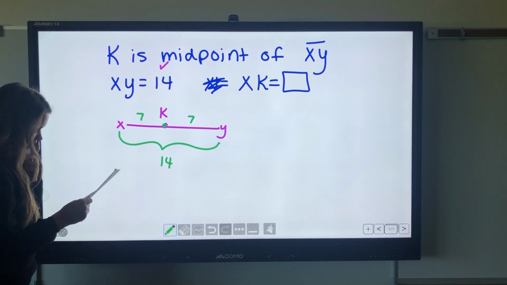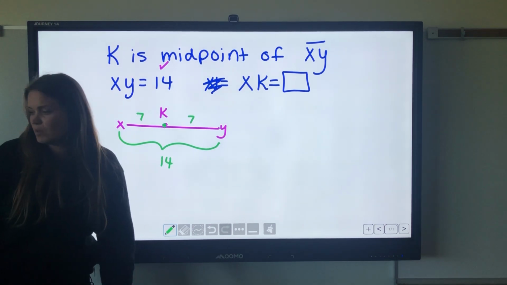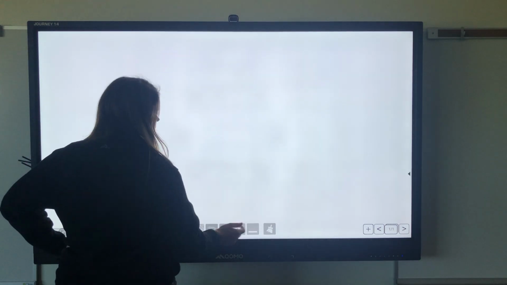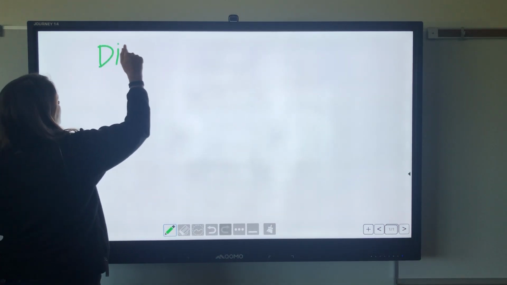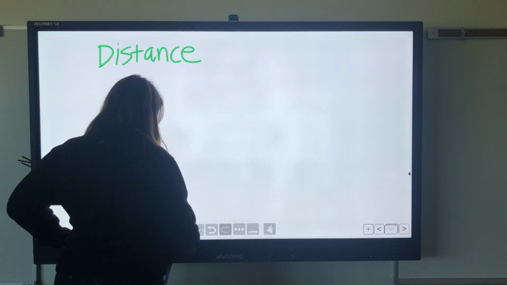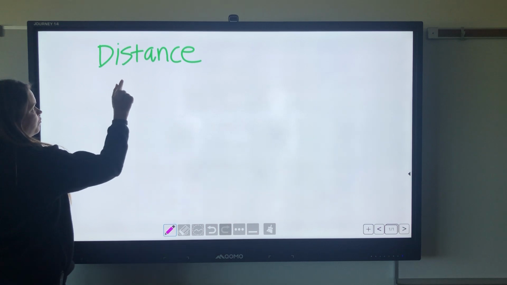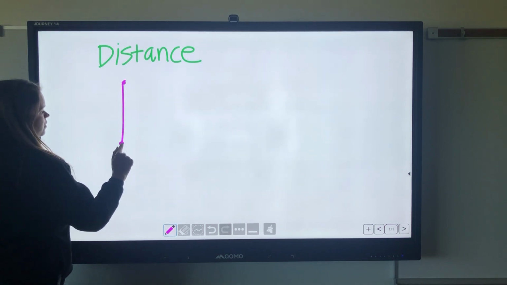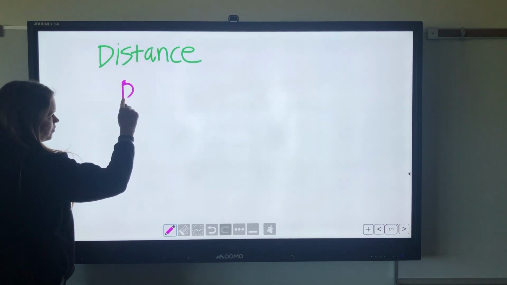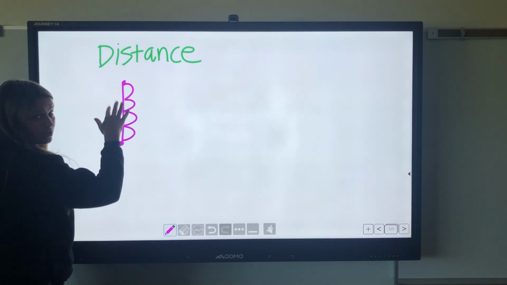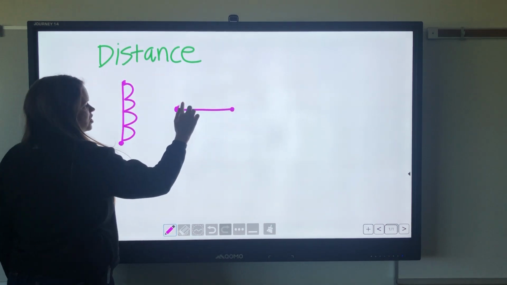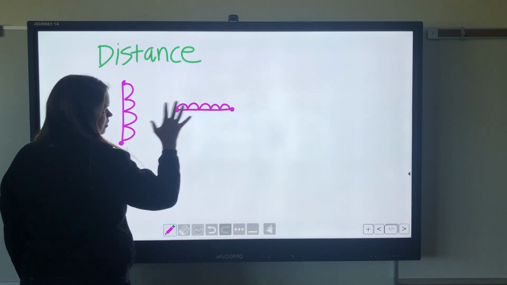All right, and then lastly, let's just do the distance and midpoint. For distance, there's 3 things that could happen. If they just give you a vertical line, if they just say, what's the distance between these 2 points, you can just count however many boxes are on the graph.